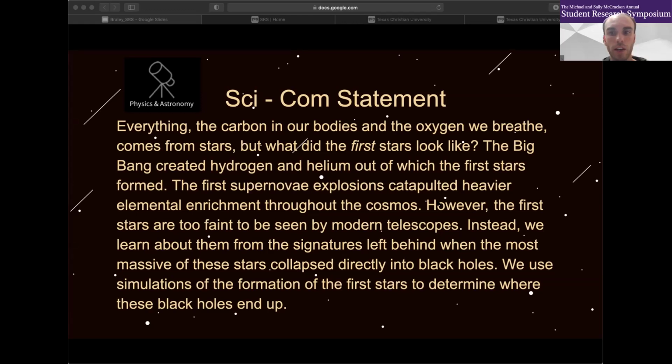I can read a question in the chat right here. Somebody's asking, why is it super important that we study the first stars? Well, the first stars kind of created the background upon which modern stars formed. The first stars formed without any of what we call metals, which is basically anything heavier than helium. Stars today are so enriched with metals that we can be alive today. We have more than just hydrogen and helium in our bodies. So we want to figure out the chain of events from the birth of the first stars all the way up to today to figure out how that happened.